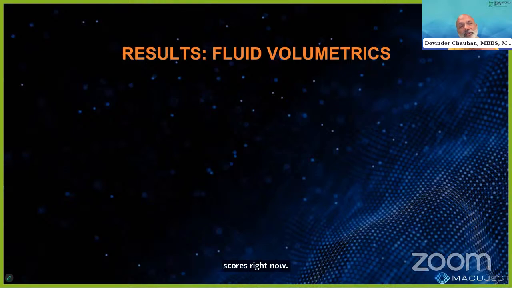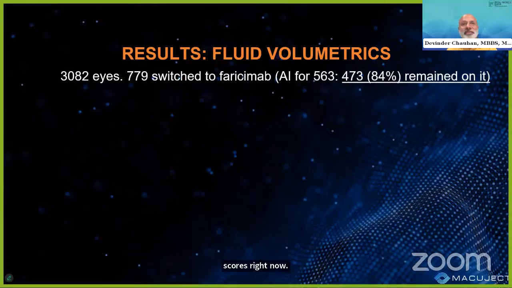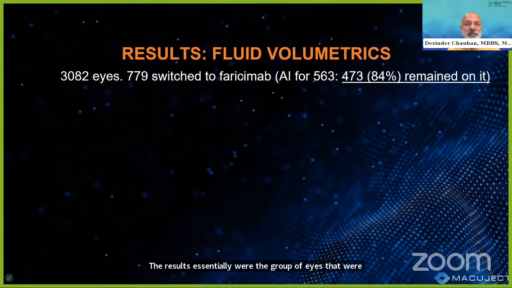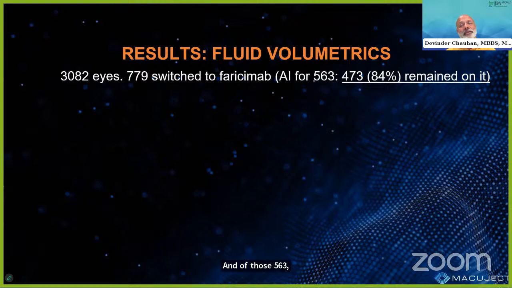The results essentially were that the group of eyes that were being studied were 3,082 eyes, of which 779 were switched by the clinicians, obviously at their own discretion, to faricimab. We had machine learning for 563 of those, and of those 563, 473, that's 84%, remained on faricimab. That's the study group we're looking at here. And that's a similar percentage to those for whom we didn't have machine learning as well.